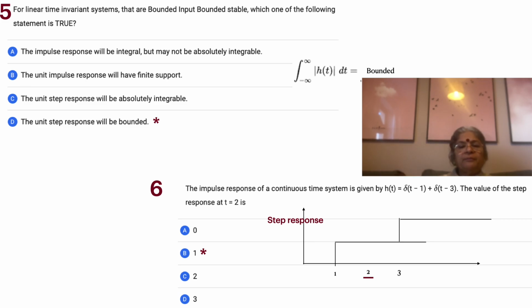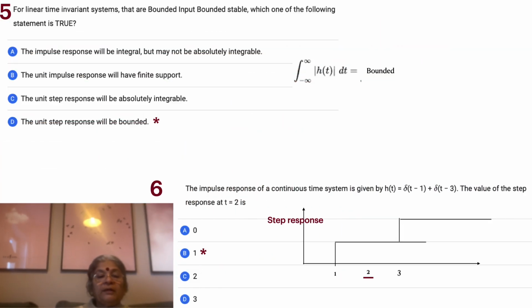The unit impulse response will have finite support, that is, it exists only within a particular period of time. That's also not right. The unit step response will be absolutely integrable. So when you talk about the unit step response, you are taking the integral of the impulse response, and that has to be bounded. That's exactly what we were talking about when we said that the integral from minus infinity to infinity of h(t) dt should be bounded. The step response is exactly the integration of the impulse response, and that needs to be bounded. So option D is right in this case.